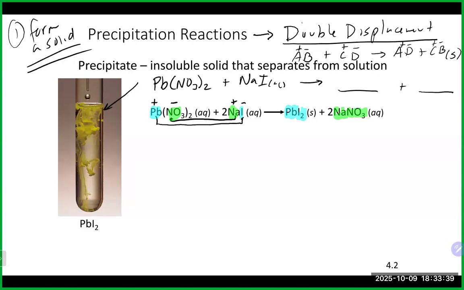So if we look at this here, you want to look at these guys as ionic compounds. And what you want to think about is this: what are the two basic ions that make this up?